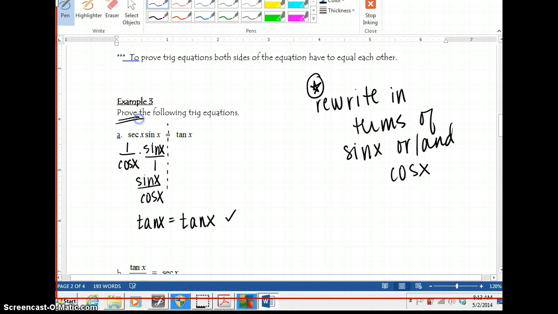Now look at what this says. Prove the following equation. So we have to be able to find an answer. Okay, there's nothing here that would be does not exist, cannot find.